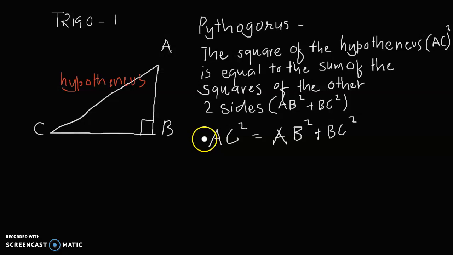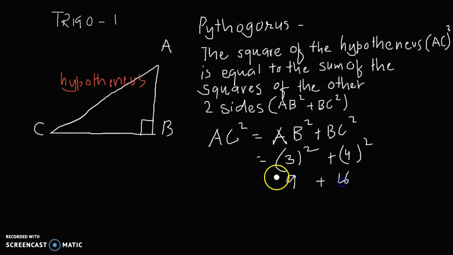Now let's take an example. What is AC square? If AB square is 3 square and BC square is 4 square. So 3 square is 9 plus 4 square is 16. So this is equal to 25. So AC square is equal to 25. AC is equal to 5 because 5 5s are 25.